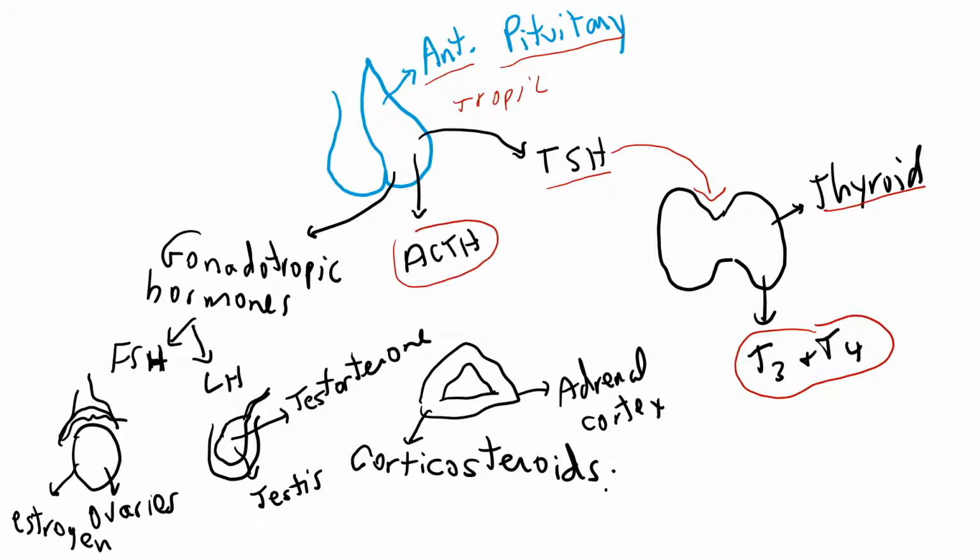Adrenocorticotropic hormone, in turn, travels to the adrenal cortex, which is a gland sitting on top of the kidneys, and stimulates the adrenal cortex into secreting its hormones called corticosteroids. Examples of corticosteroids will be cortisol hormone and aldosterone hormone.